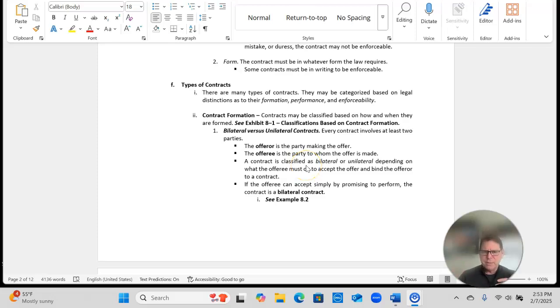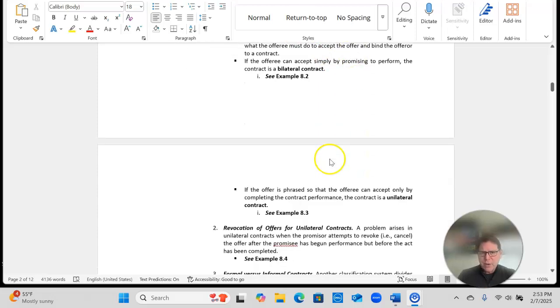Again, as a matter of form or classification, with bilateral contracts the offeror makes the offer to the offeree. The offer indicates that the offeror would like the offeree to accept by return promise, promising to perform. If that's the way the offer is written, then we have a bilateral agreement, promise for promise. If the offeror promises to do something and wants the offeree to perform, to accept that promise, then we have what is called the unilateral contract.